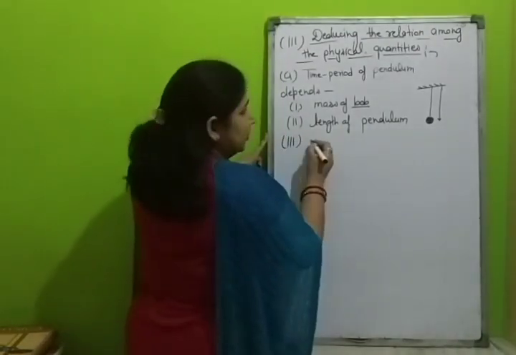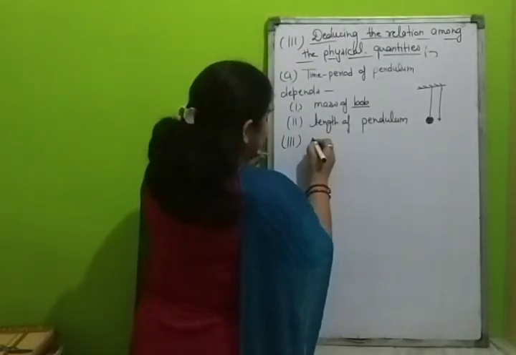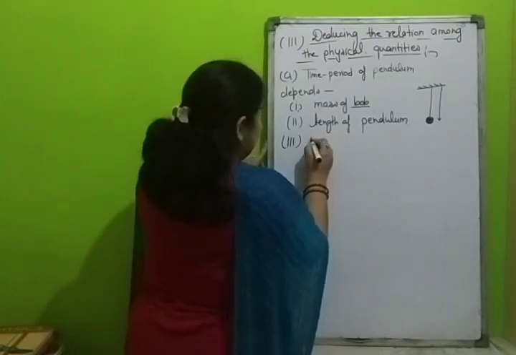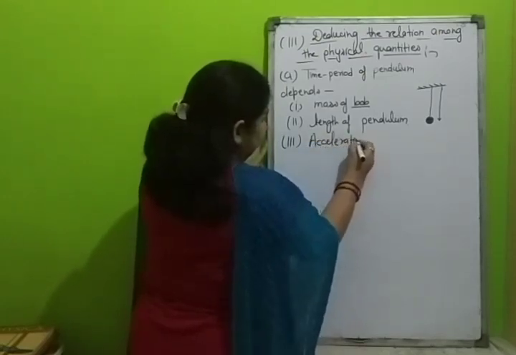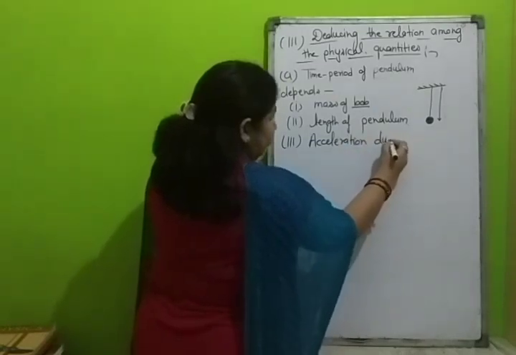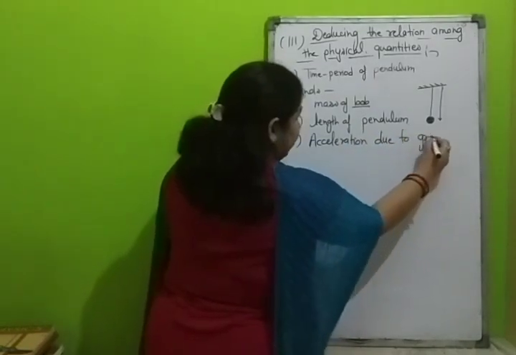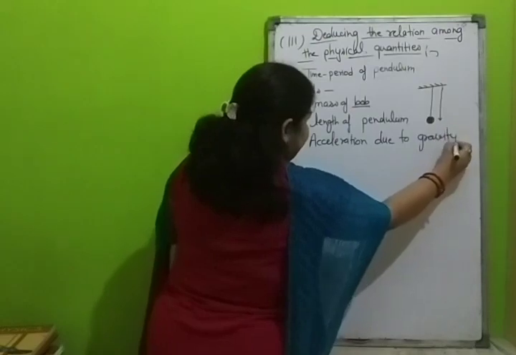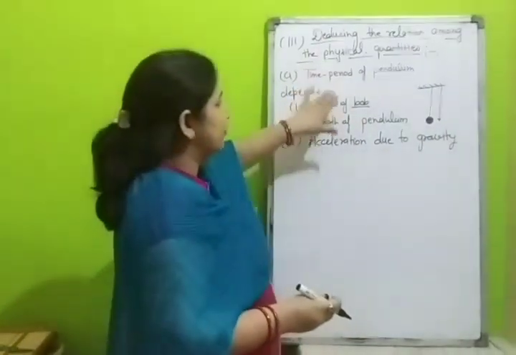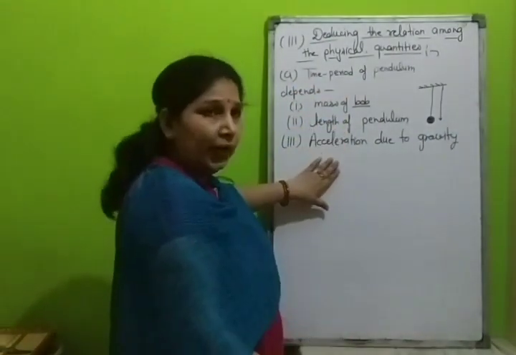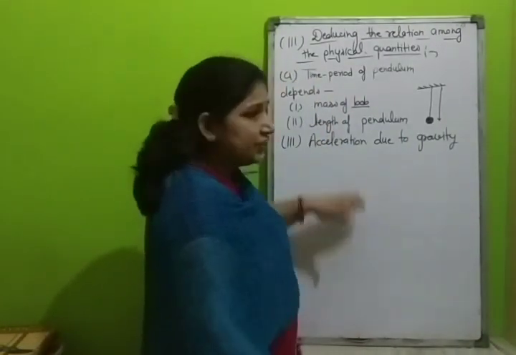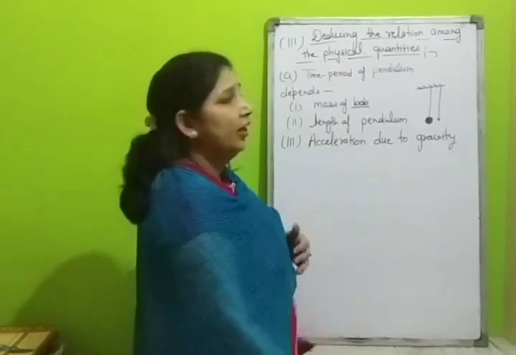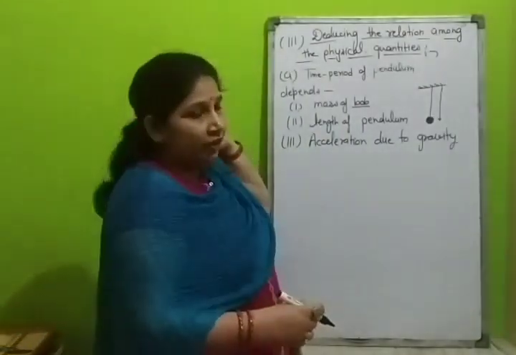And third is acceleration due to gravity. Suppose the time period depends on three physical quantities, then we can derive the formula among these physical quantities with the help of dimensional analysis. How can we write?